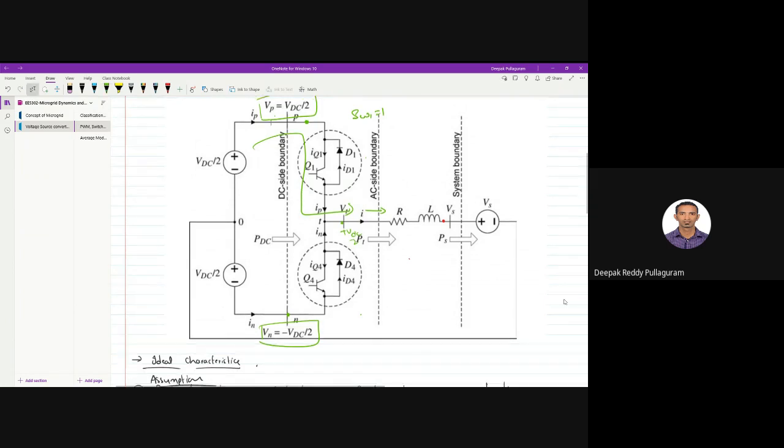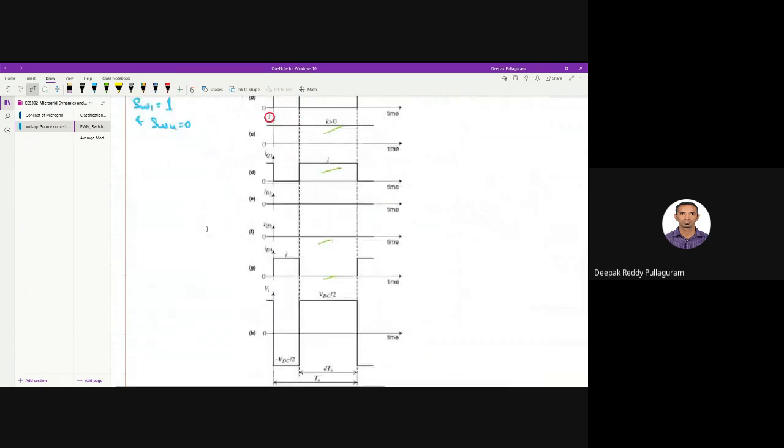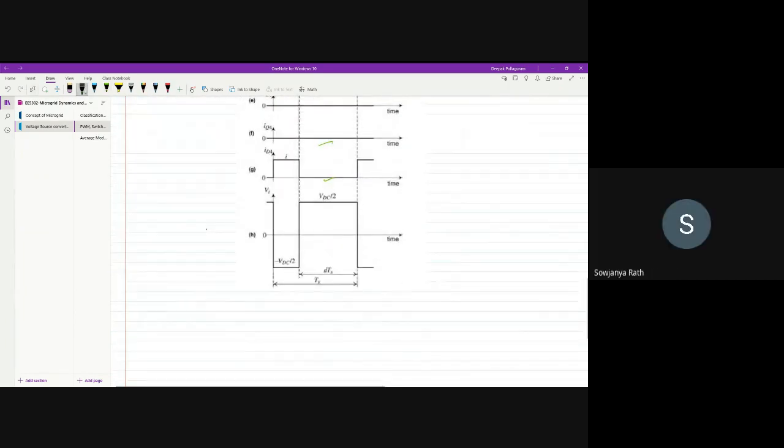So shall we do it for negative current? This we did for positive AC current. So what if I have a negative AC current?